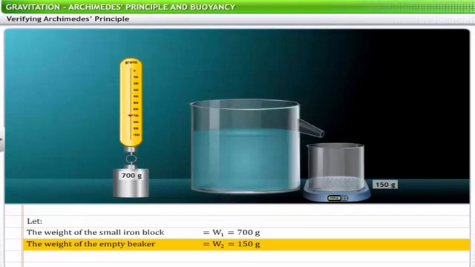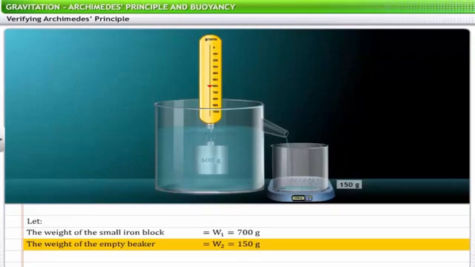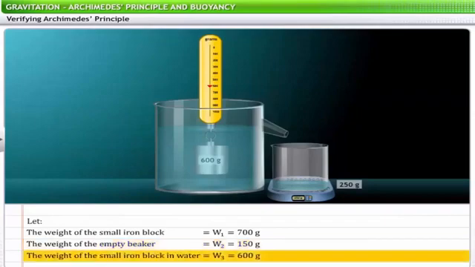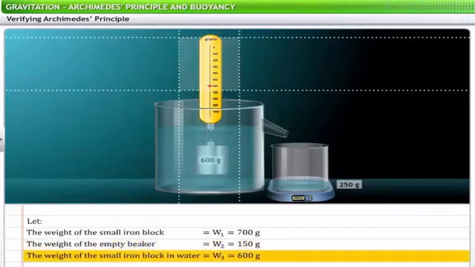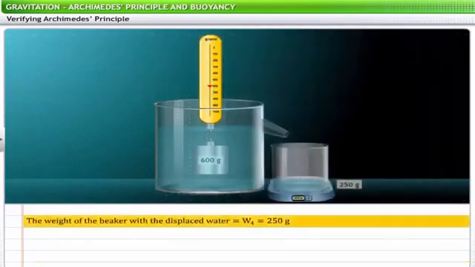Gently lower the iron block suspended from the spring balance into the overflow jar, till the block is completely immersed in water. The water overflows into the empty beaker placed under the spout of the overflow jar. Now, note the weight of the iron block in water as well as the beaker with the displaced water. The weight of the iron block in water, say W3, is 600 grams. The weight of the beaker, say W4, is 250 grams.